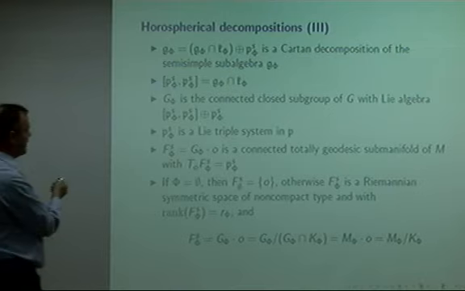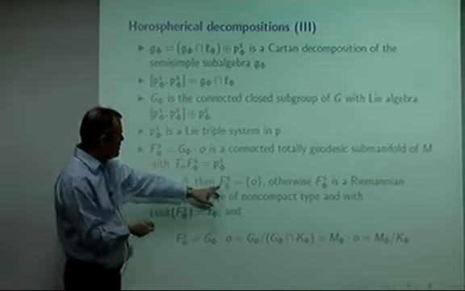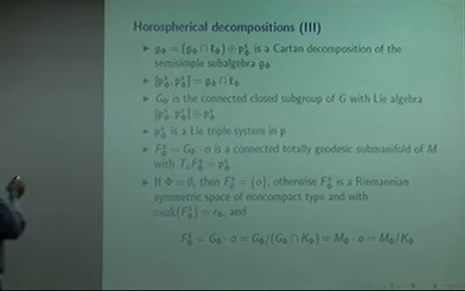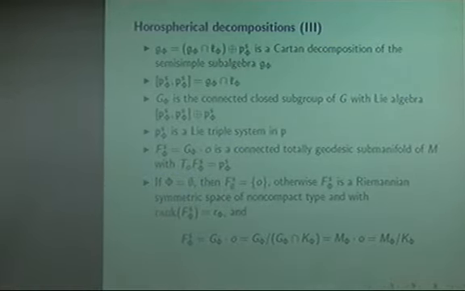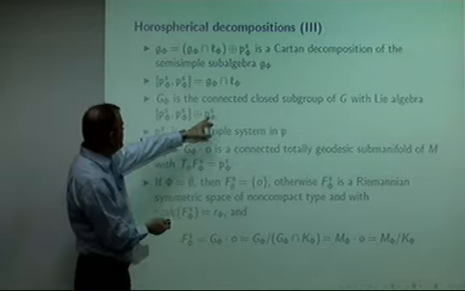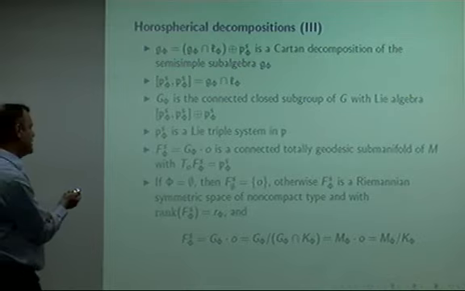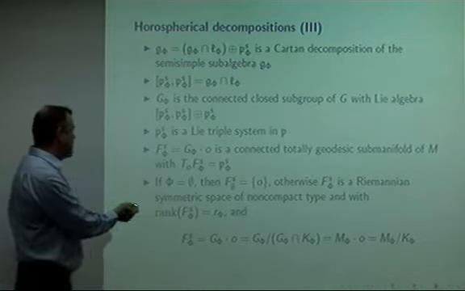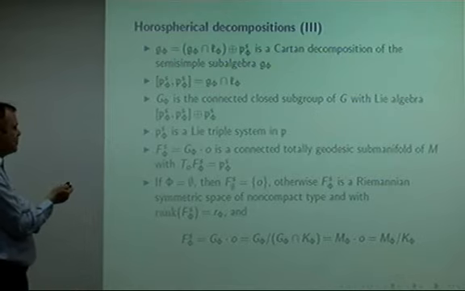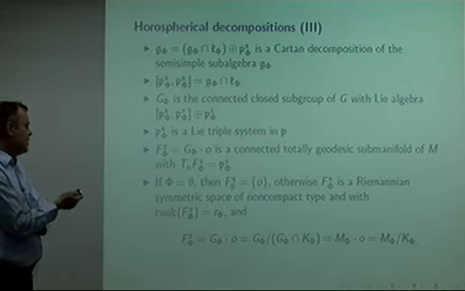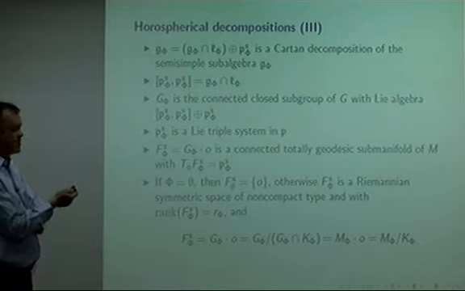So, for example, if phi is the empty set, then this must be a point. Why is this? If phi is the empty set, then g phi and p phi s are just the zero vector. So we get just the identity group, and this is just a point. Otherwise, we really get a Riemannian symmetric space of non-compact type. This is no surprise because every totally geodesic submanifold of a symmetric space is again symmetric, and must be non-compact.